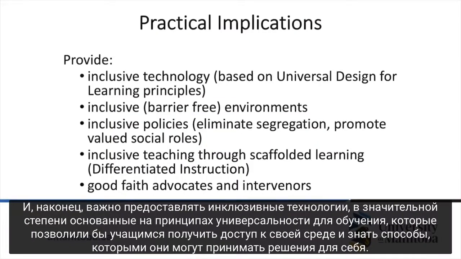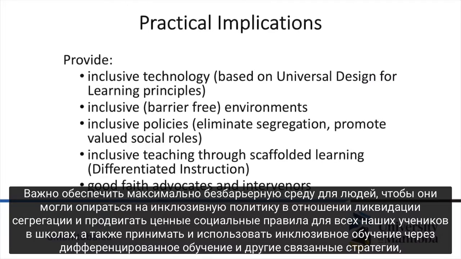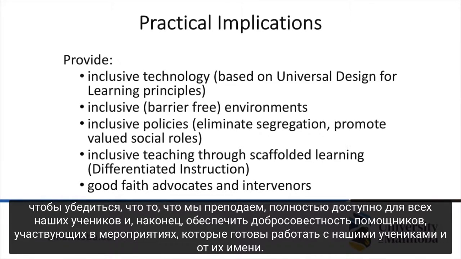And finally, it's important to provide inclusive technology, largely based on universal design for learning principles, that would enable students to be able to access their environment and access ways that they can make decisions for themselves. It's important to provide a barrier-free environment as much as possible for individuals, to develop and rely on inclusive policies around eliminating segregation and promoting valued social roles for all of our students in schools, and to adopt and use inclusive teaching through scaffolding, through differentiated instruction, and other related strategies to make sure that what we're teaching is fully accessible to all of our students.